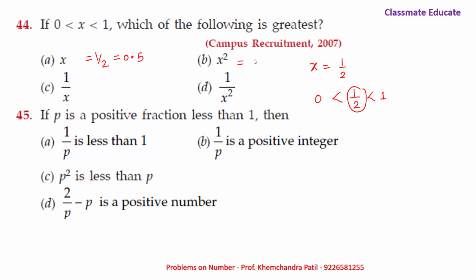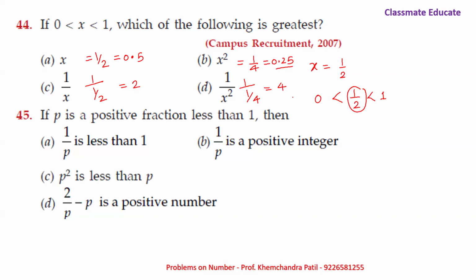Now what is x square? That is 1 by 4. 1 by 4 का वैल्यू हो जाएगा 0.25. What is 1 upon x? That is 1 upon 1 by 2, which is equal to 2. And what is 1 upon x square? That is 1 upon 1 by 4, which is equal to 4.